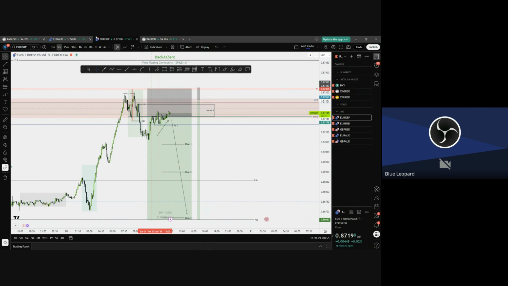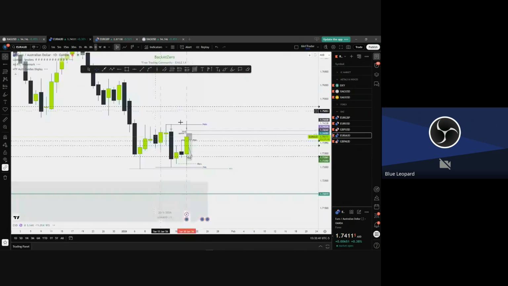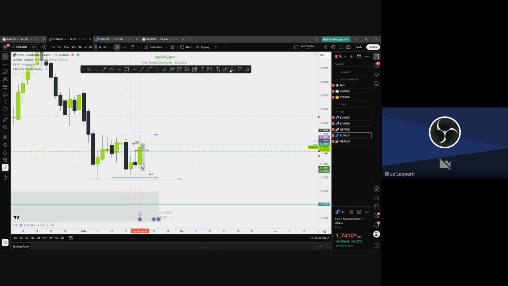Okay? Now here, same thing. We did the same thing. I marked previous weekly high and previous weekly low. Previous weekly high was swept today and price returned inside. I went on the daily to see if my weak candle started here. What does that mean? We are going to go bearish.